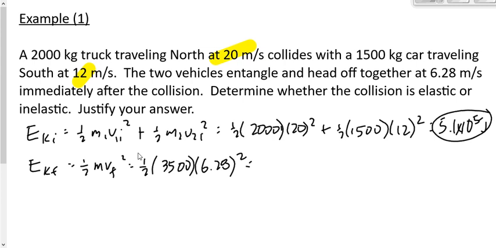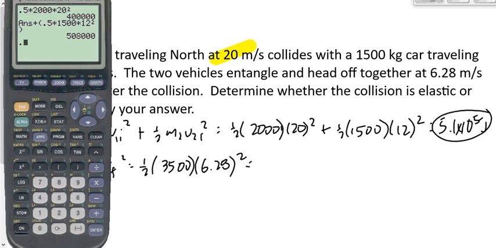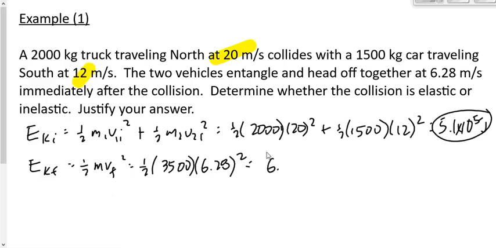Okay, let's calculate this. Let's say 0.5 times 3,500 times 6.28 squared gives me 6.9 times 10 to the 4. Look, kinetic energy was lost. Since the initial kinetic energy is greater than the final kinetic energy, then it must be inelastic.